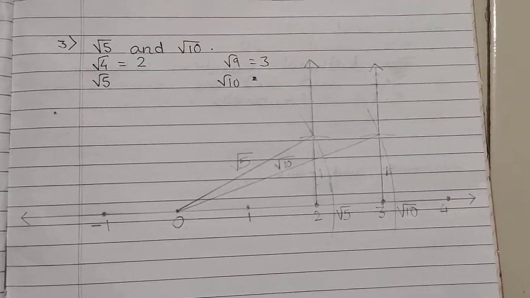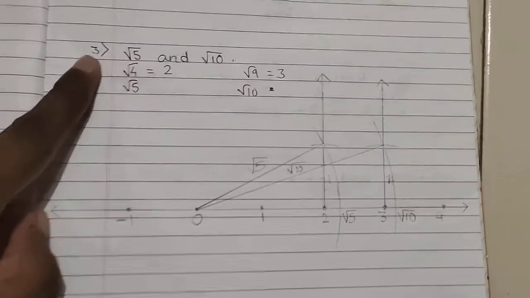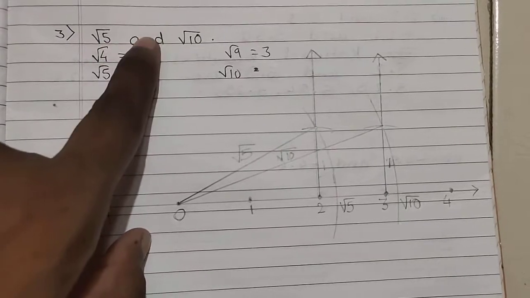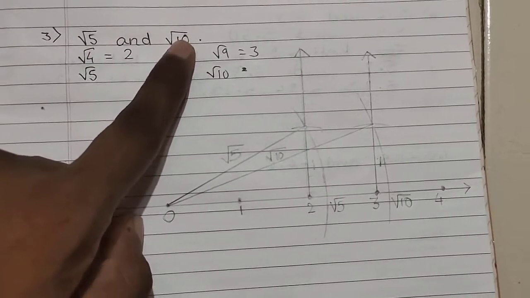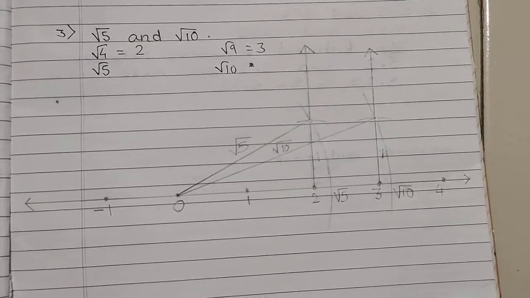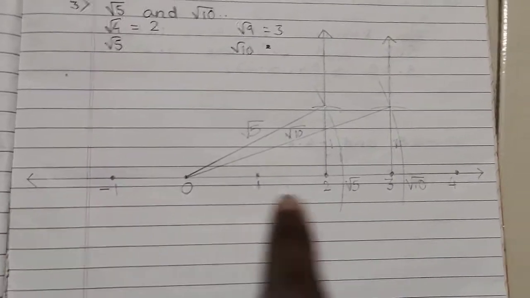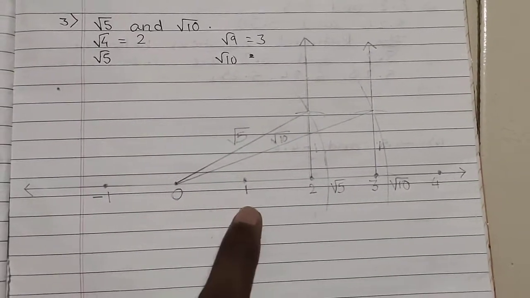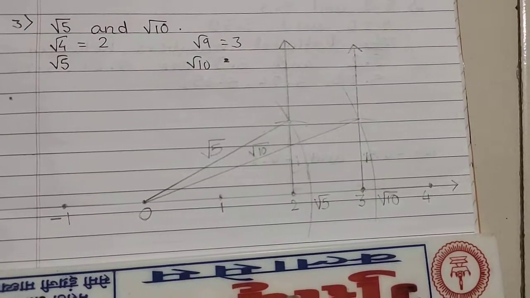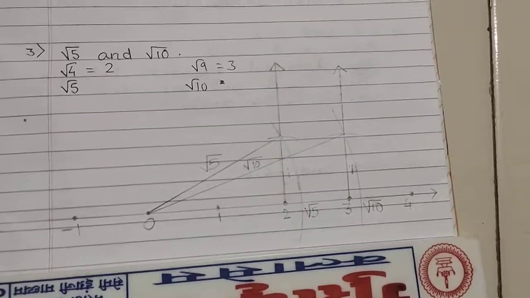Okay students, now let us see our next question, that is question number 3. Now in question number 3, what is the question first? Represent root 5 and root 10 on the number line. First thing is, what is a number line? So basically a number line is a line in which numbers are written by using points. Okay students, so you got an idea about what a number line is, right?